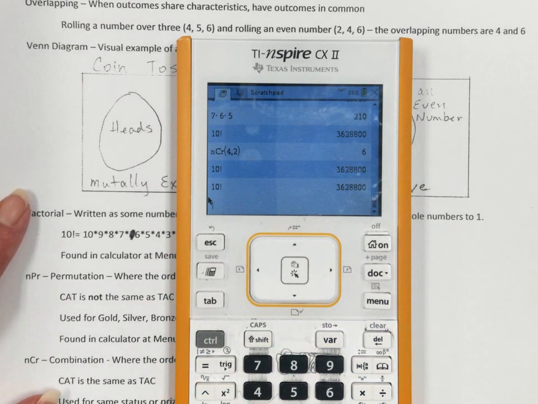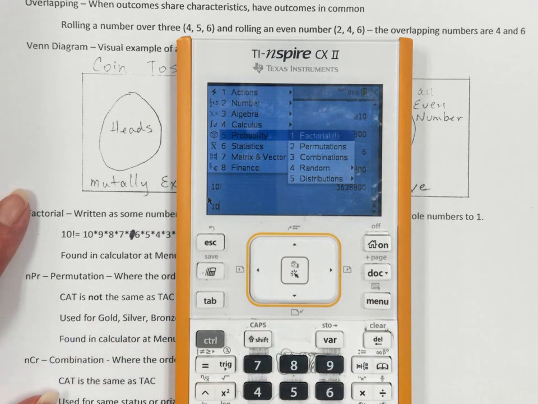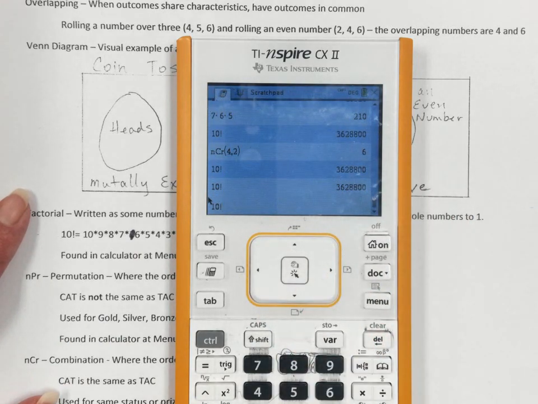You have to input the number, like 10, then go to Menu. You're picking 5 for probability, and factorial is 1. I am selecting that.